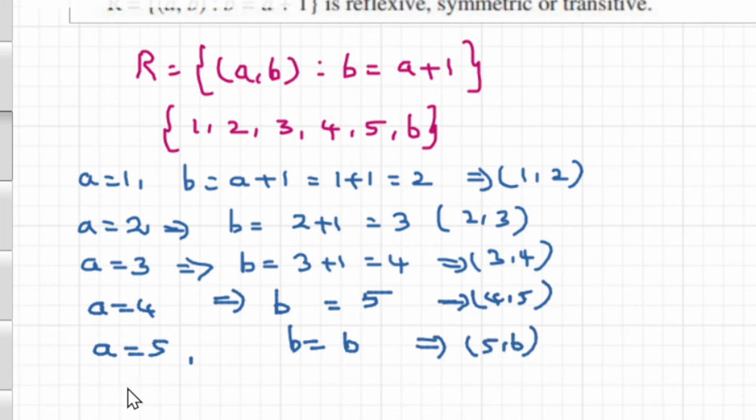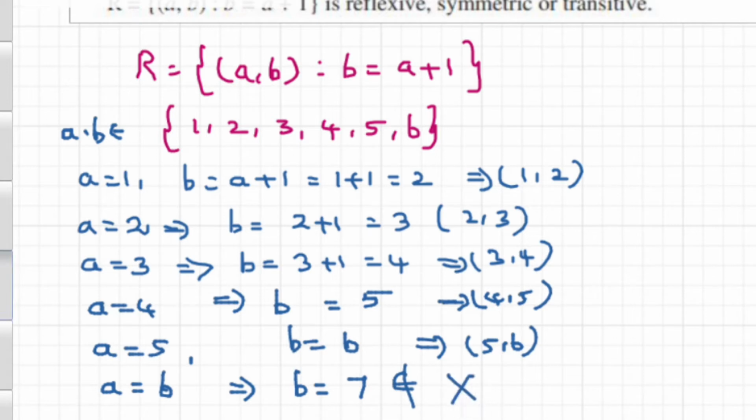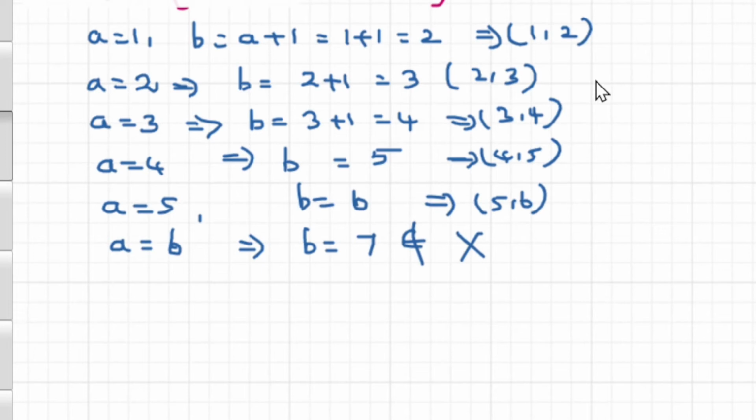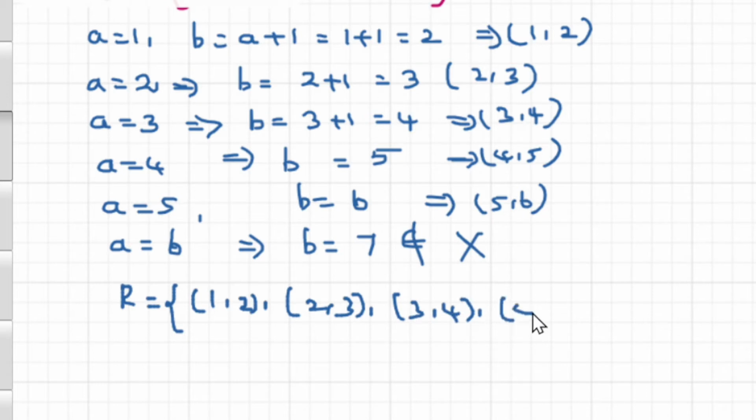Then A takes the value 6. If A takes the value 6, then B is actually 6 plus 1, which is 7. 7 is not in the given set. A, B both belong to this set, and 7 does not belong to the given set. So therefore this is not possible. So we can have the set of ordered pairs up to this one. So R is actually (1, 2), (2, 3), (3, 4), (4, 5), and (5, 6). Next we want to check whether it is reflexive.